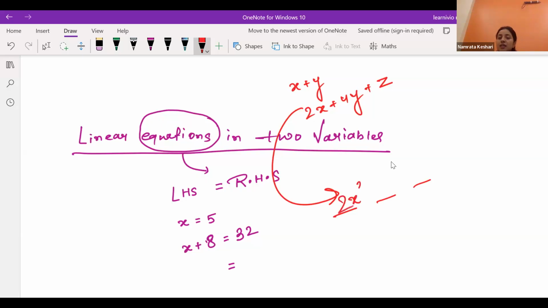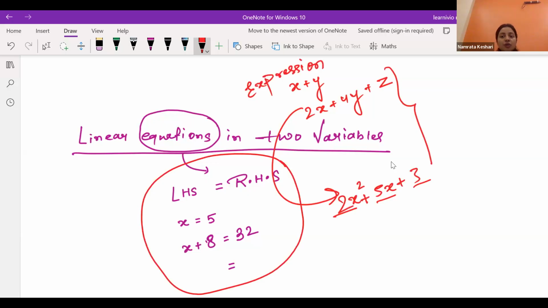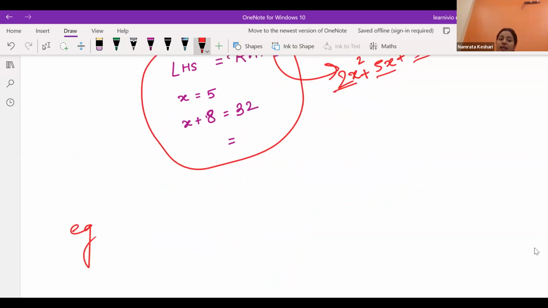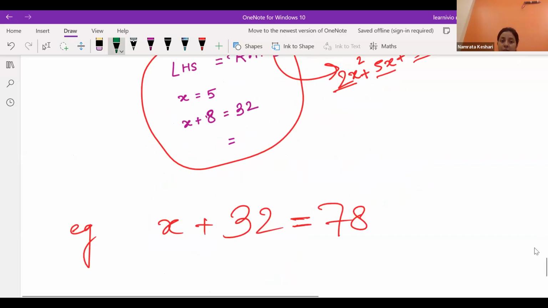There also we were discussing expressions, right? These all are examples of expressions. And today we are going to start with equations. This is not new to you. You have already learned how to solve an equation where only one variable is there. For example, if I write x plus 32 is equal to 78, you will be able to solve this equation having one variable.